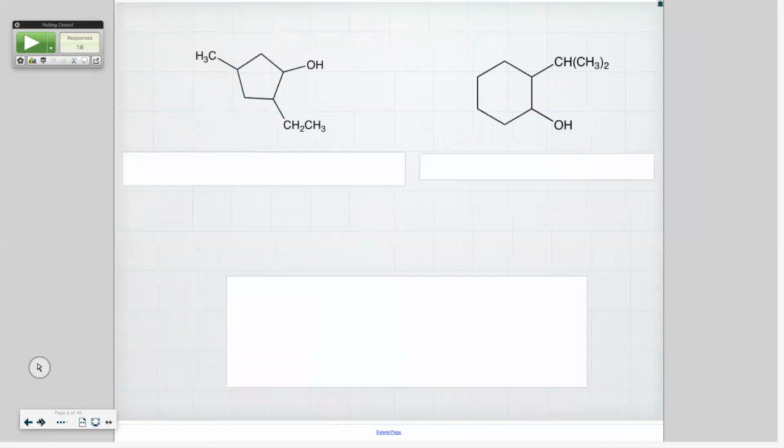Okay. What if it's on a ring? Cyclo. Yep. You see a ring, you got it right? Cyclo. All right. So what do you think the base name is for that compound? The first one up there. Cyclo who?